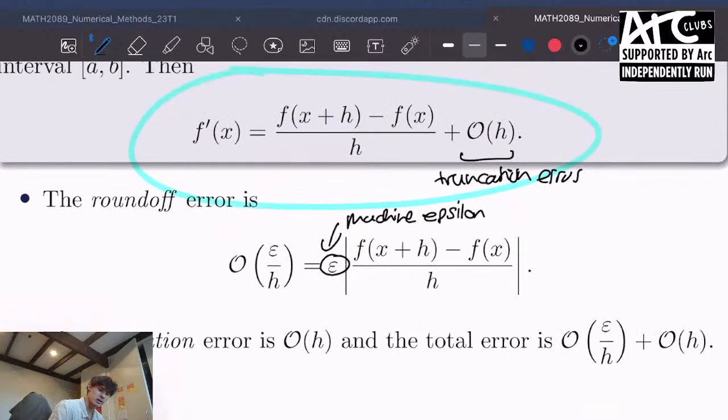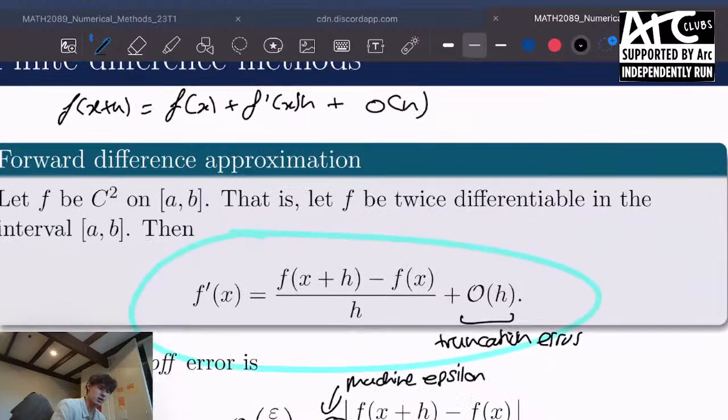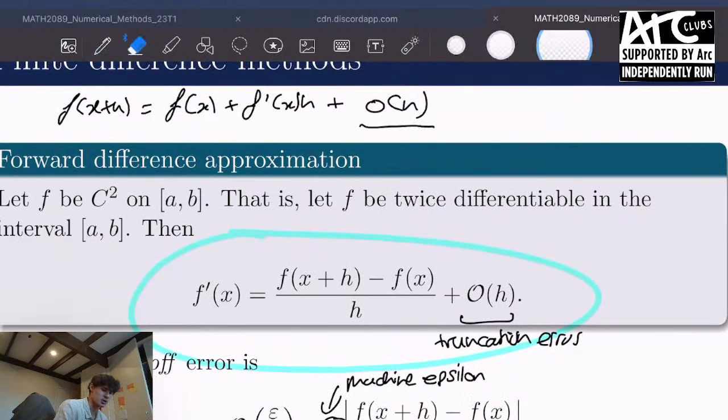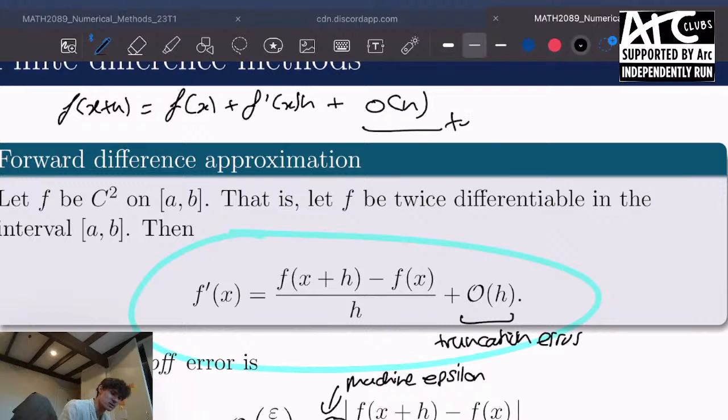So the total error is the sum of the round-off error and the truncation error. The truncation error is just all those extra terms that we're leaving out in the Taylor expansion.